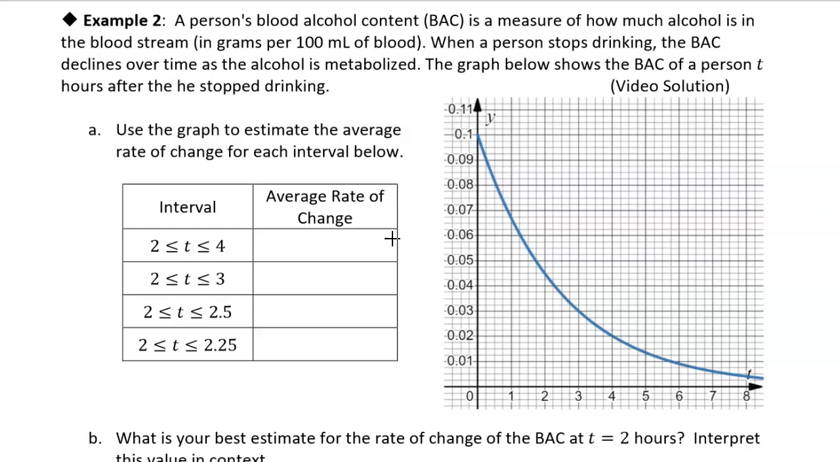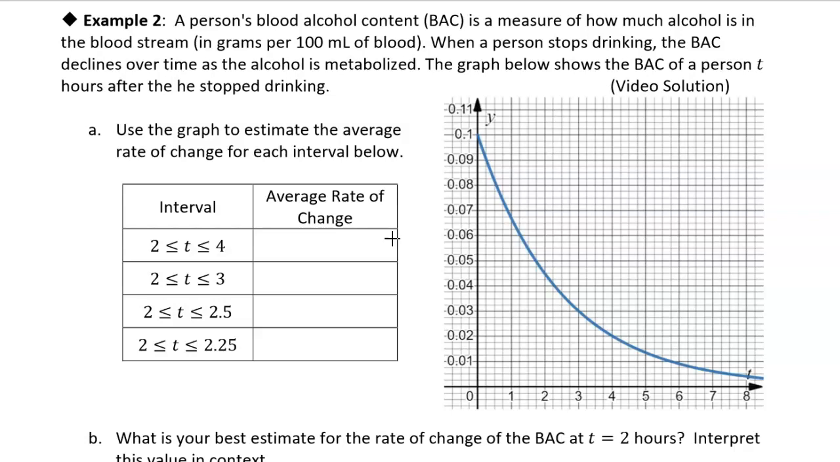It's measured in grams per 100 milliliters of blood. And when a person stops drinking, the blood alcohol content declines over time as the alcohol is metabolized. And the graph shown here is the blood alcohol content of a person t hours after he stops drinking.